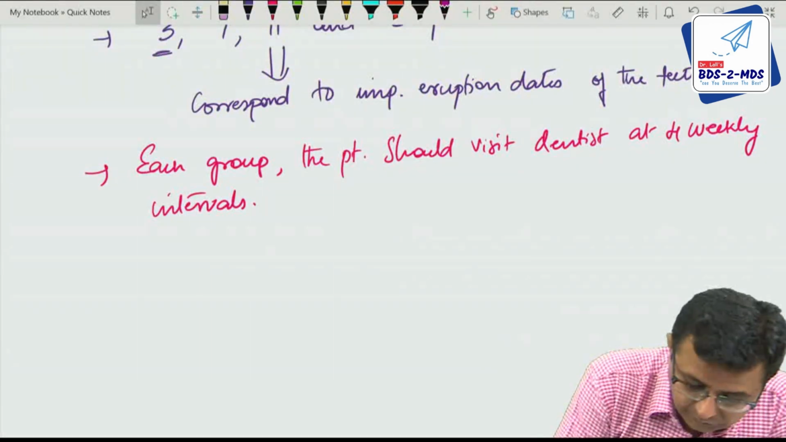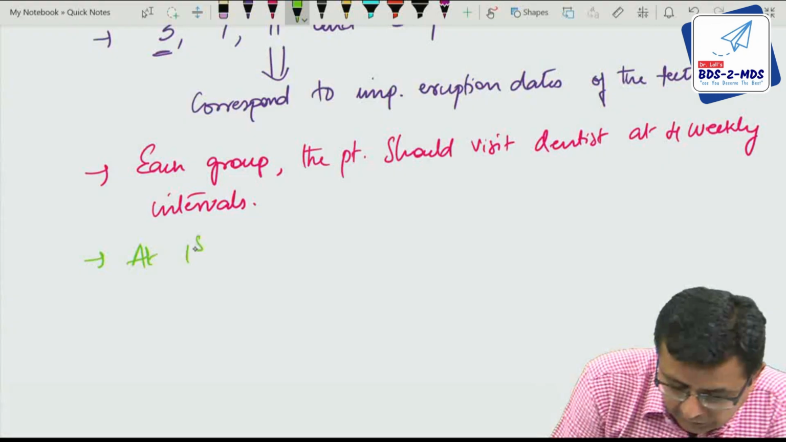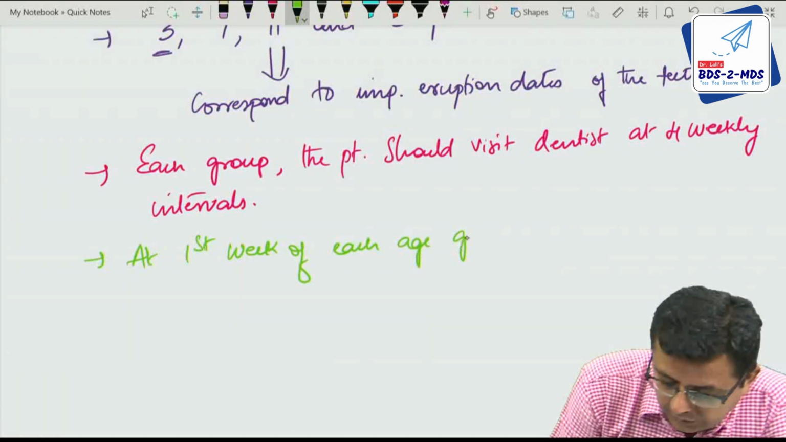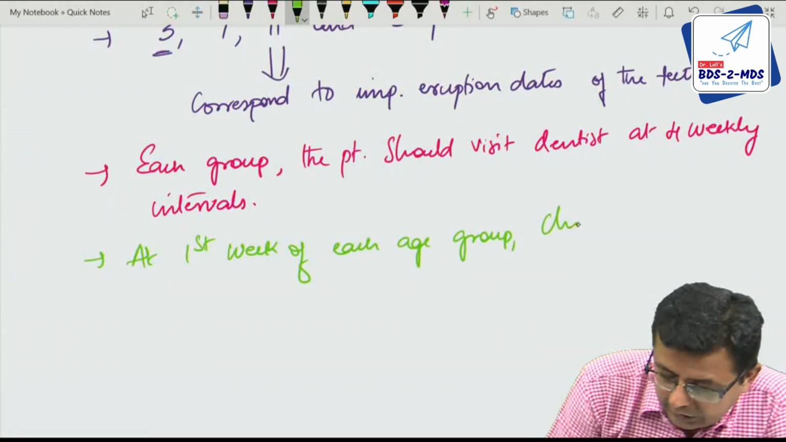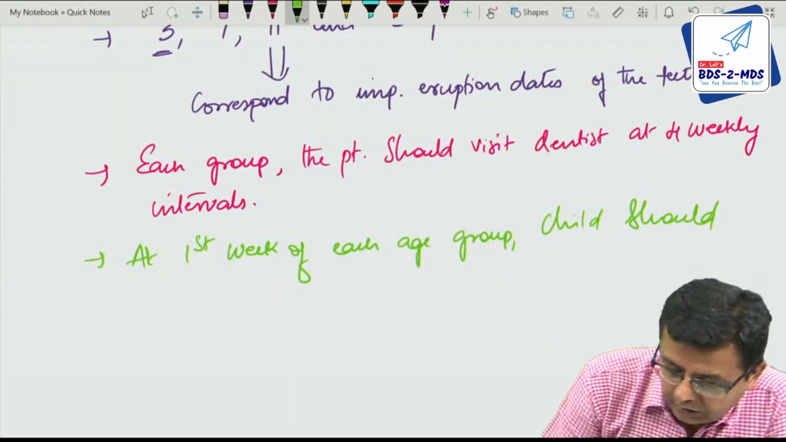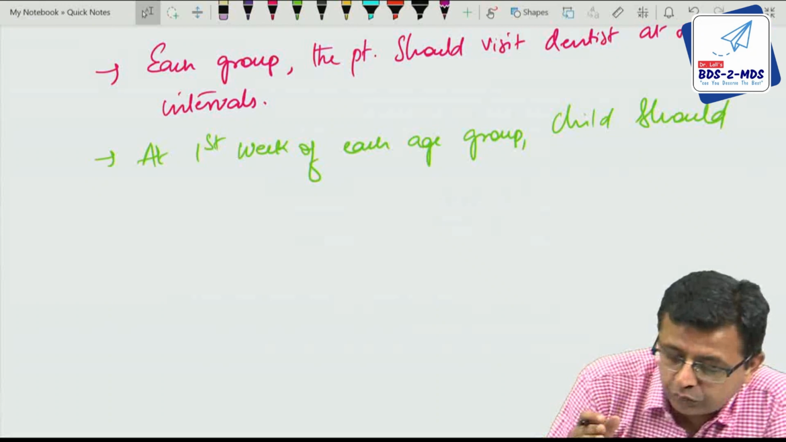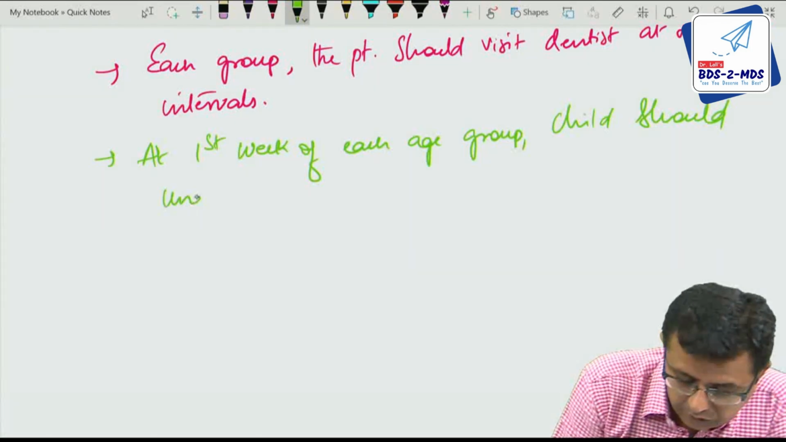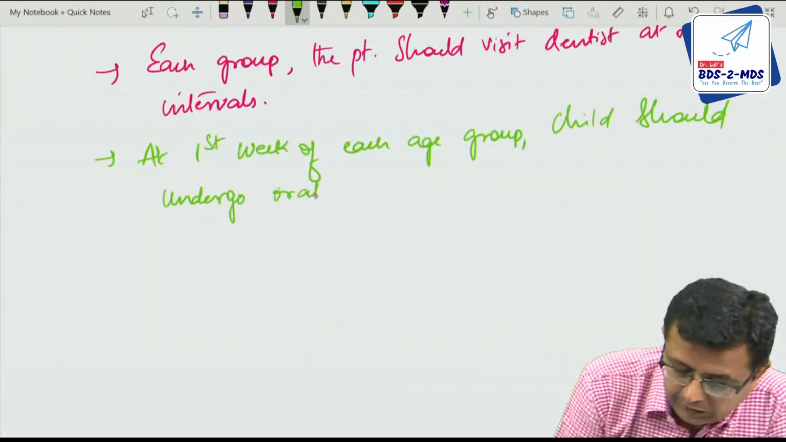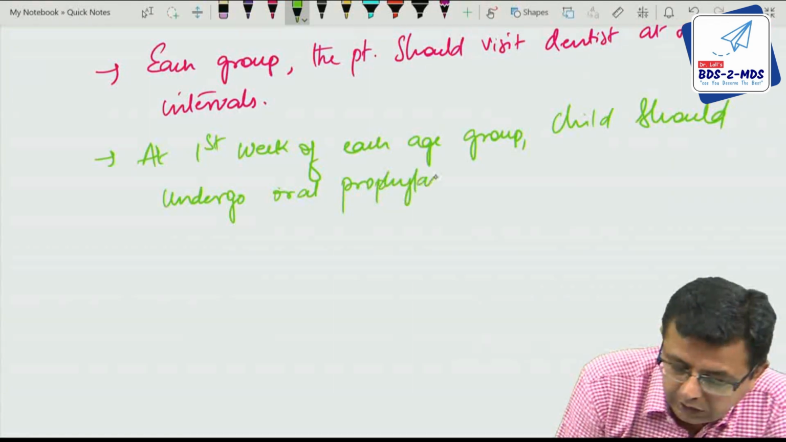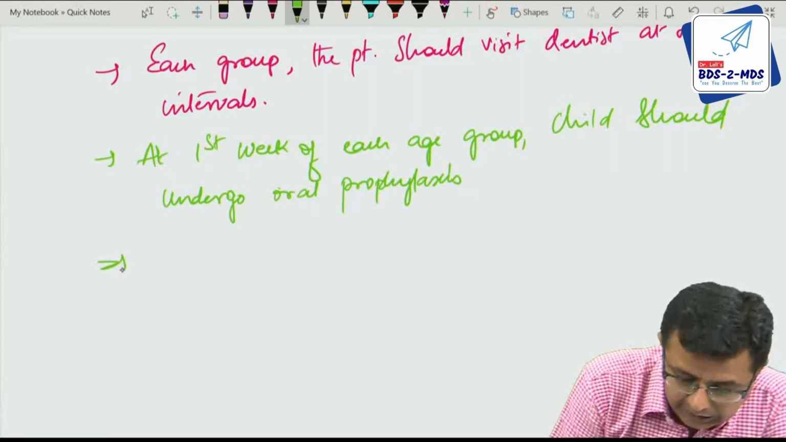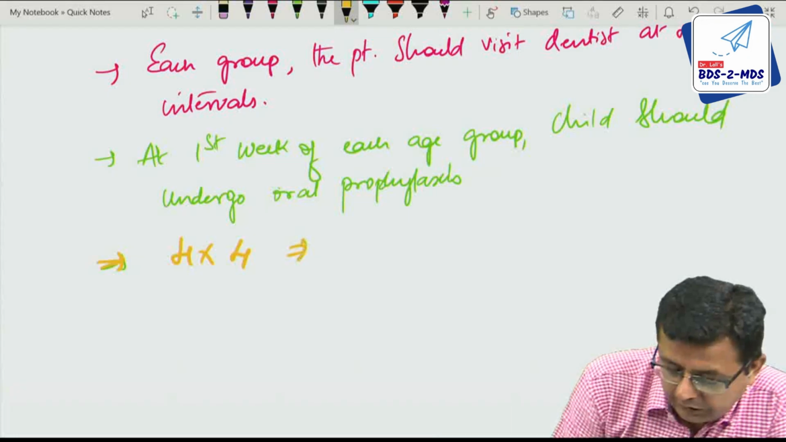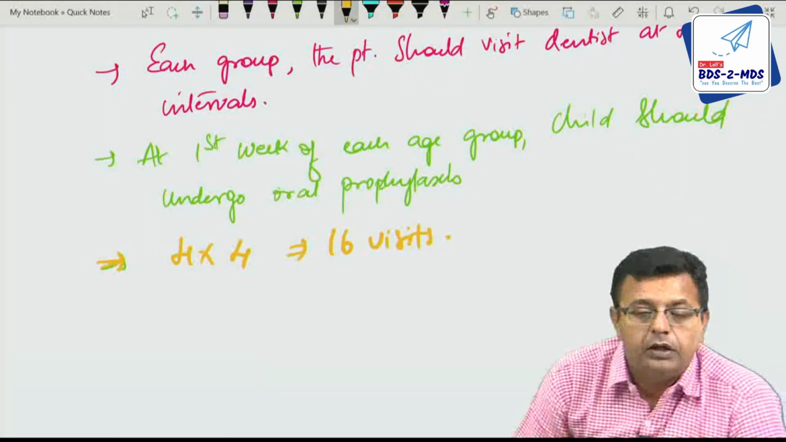At the first week of each age group, the child should undergo oral prophylaxis. There are 4 weeks, isn't it? The first week the child should undergo oral prophylaxis. The second, third and fourth visits he need not undergo it. So basically the child is going to visit 16 times.